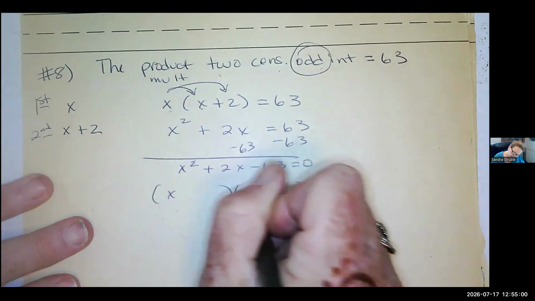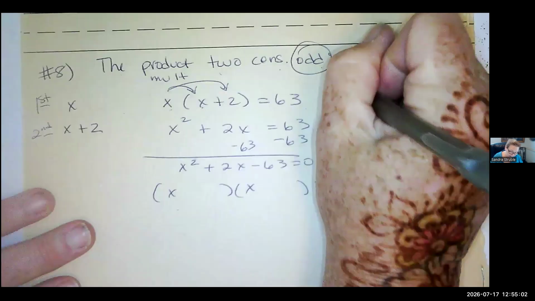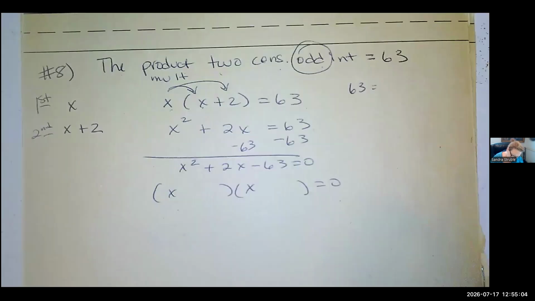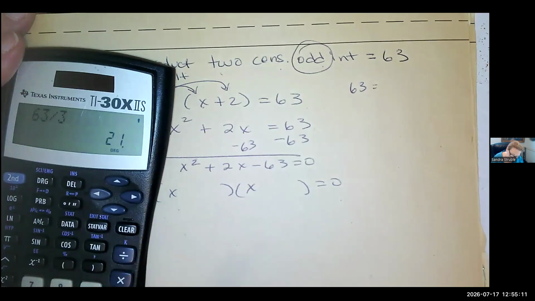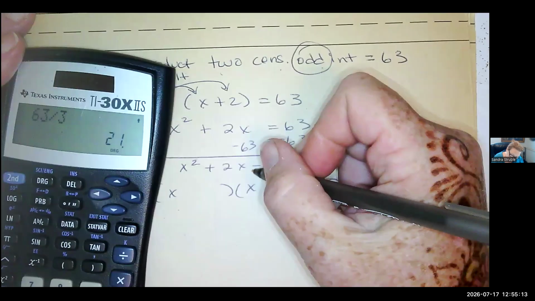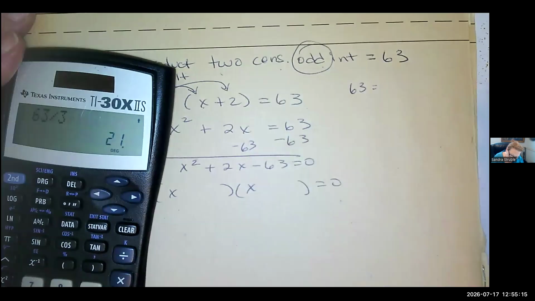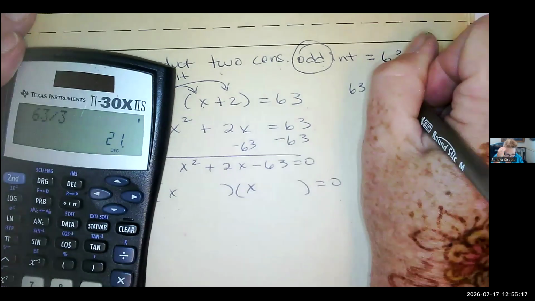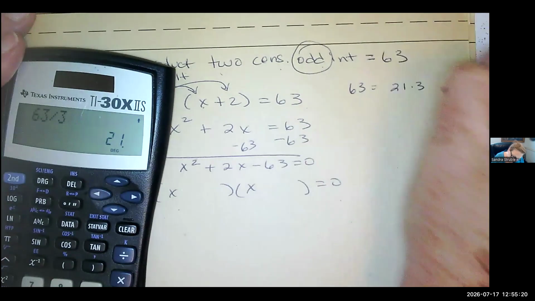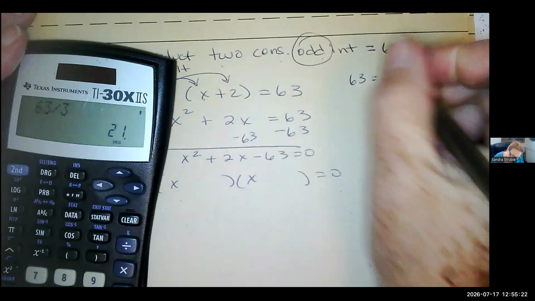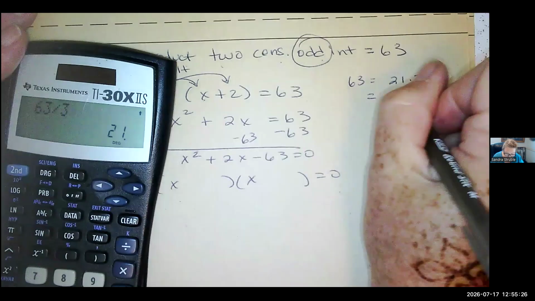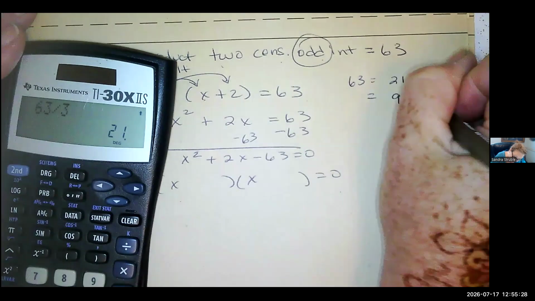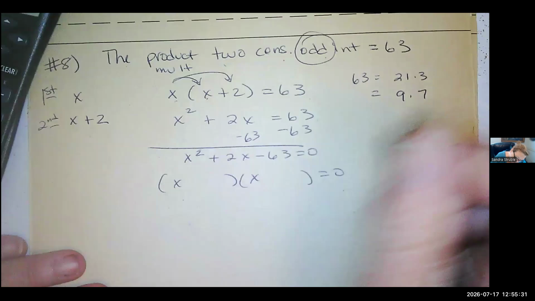63. Besides 63 and 1, which is not going to give us 2. Oh, 63 divided by 3 is 21 and 3. That doesn't give us 2. But I want to write that down. 21 times 3. So we know 9. Oh, no, maybe not. Yep, 9. 9 times 7 is 63. Oh, that works. That gives us 2. So that's our winner. 9 and 7.